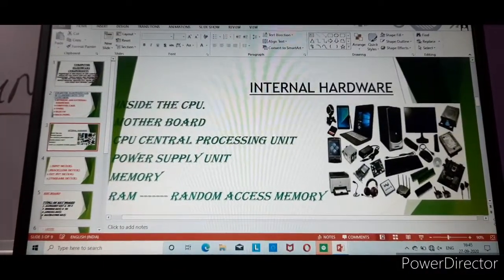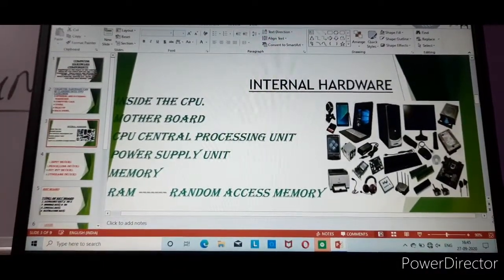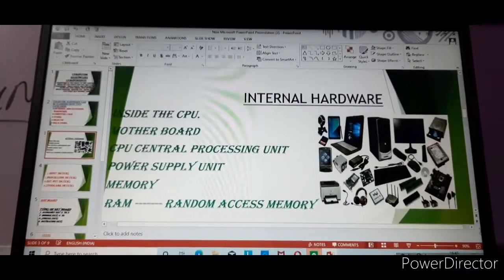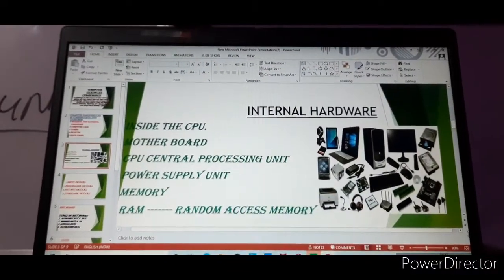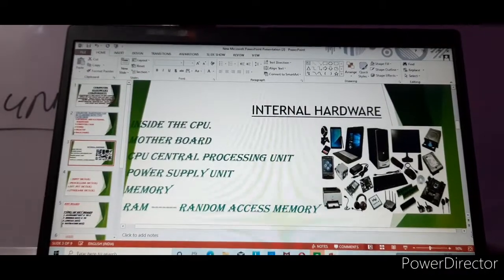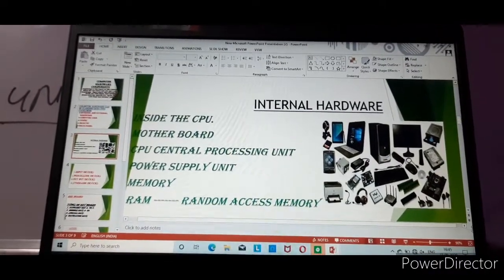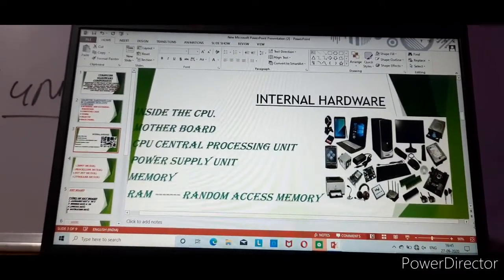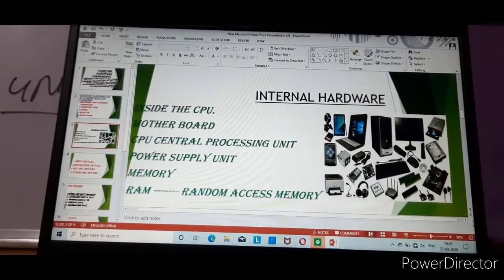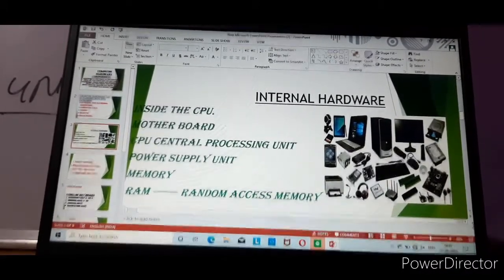Next we will study memory. Memory is random access memory, that is RAM. It is the part of a computer where information is stored while the computer processor is processing and operating systems are running.